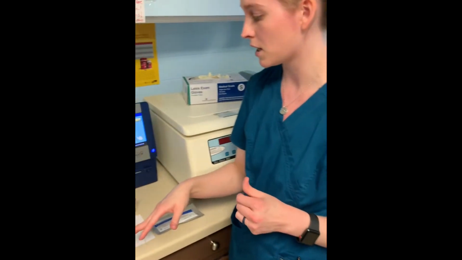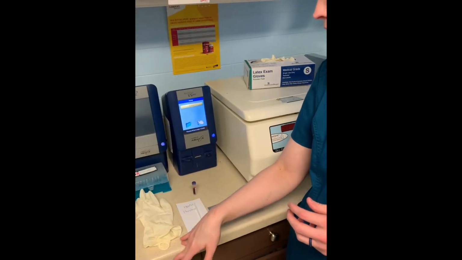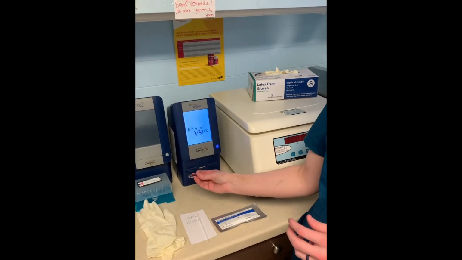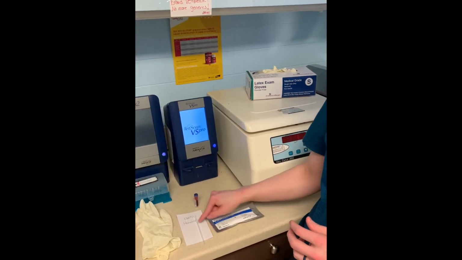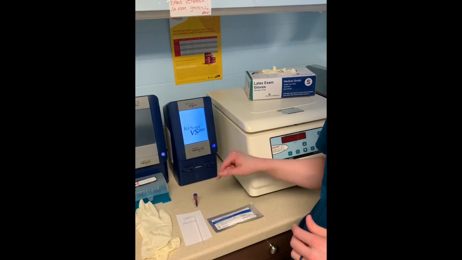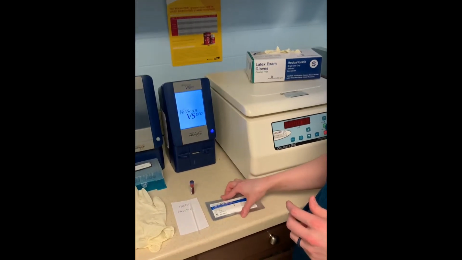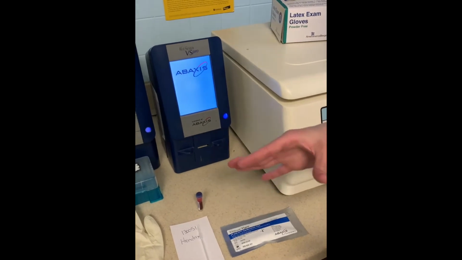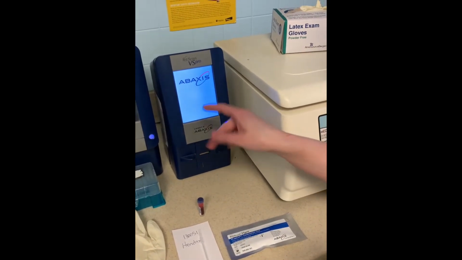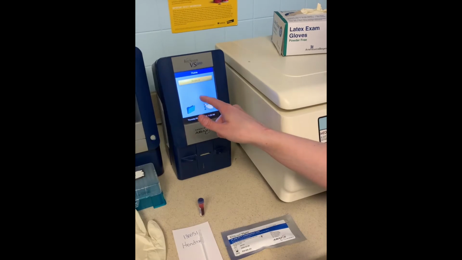The materials that you'll need for this particular test are a pair of gloves, your blood sample in a sodium citrate anticoagulant tube or blue top tube, and your pipette tip and your cartridge. You can do a prothrombin time test manually, but the majority of the time it's done with these automated analyzers. So I'm going to get started.